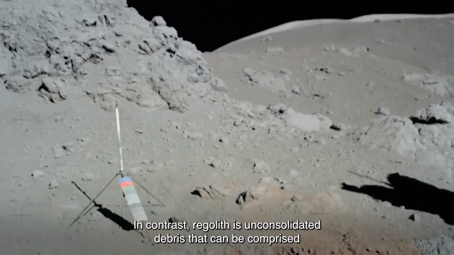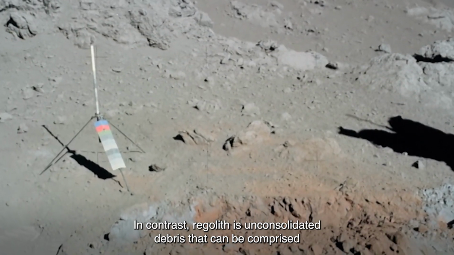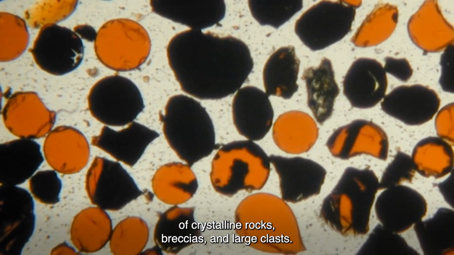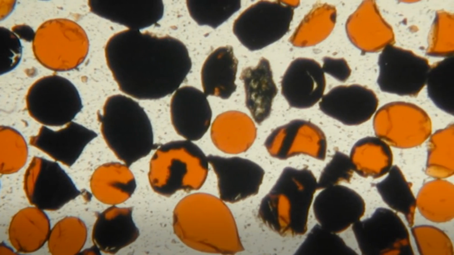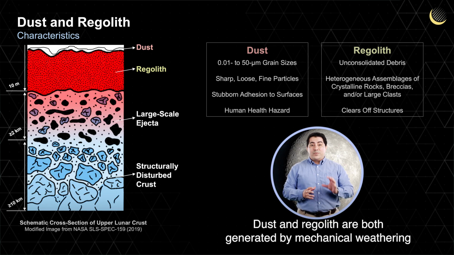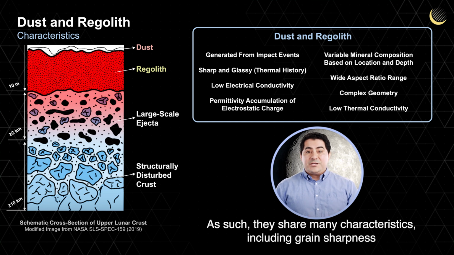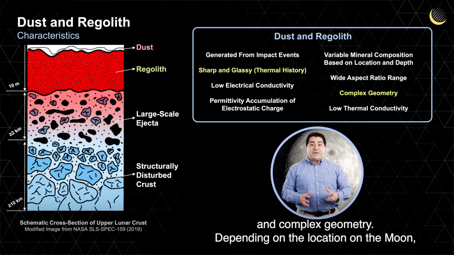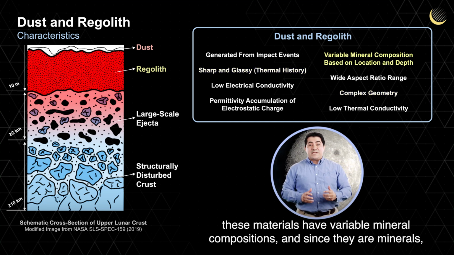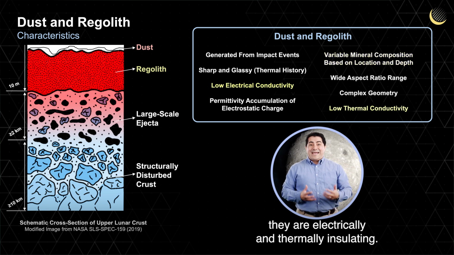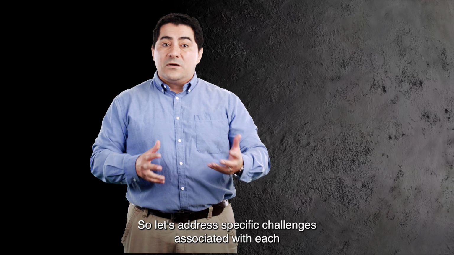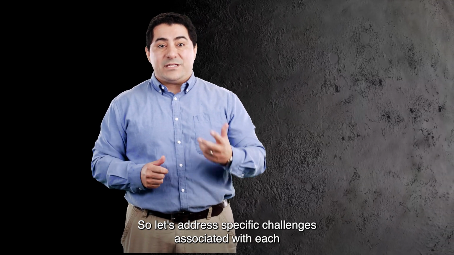In contrast, regolith is an unconsolidated debris that can be comprised of crystalline rocks, breccias, and large clasts. Dust and regolith are both generated by mechanical weathering caused by impact events large and small on the moon. As such, they share many characteristics, including grain sharpness and complex geometry. Depending on the location on the moon, these materials have variable mineral compositions, and since they are minerals, they are electrically and thermally insulating. So let's address specific challenges associated with each.